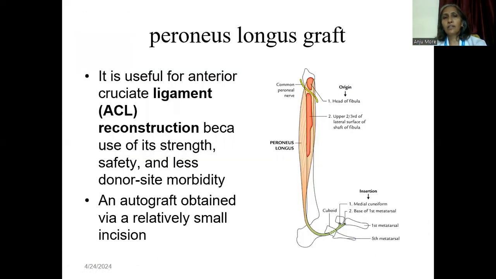Peroneus longus is useful as a graft, especially for the replacement of the anterior cruciate ligament. So for the reconstruction of the anterior cruciate ligament, this tendon is used as the tendon is long, strong, and has less morbidity at the donor side. So this tendon is taken from the same person. So it is also called an autograft, and we require a very small incision to obtain this tendon.